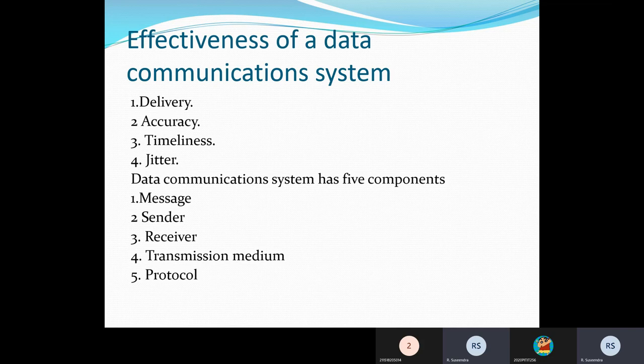While the sender sends a message through a medium, the medium is Wi-Fi, a LAN cable, or a coaxial cable. So the message will pass through the medium as data. Then the protocol, which means a set of rules on what he has to send. He has some set of rules for sending a message text. For normal text, only this range of letters we need to send. So every network has some set of protocols. So these are the data communication system components.